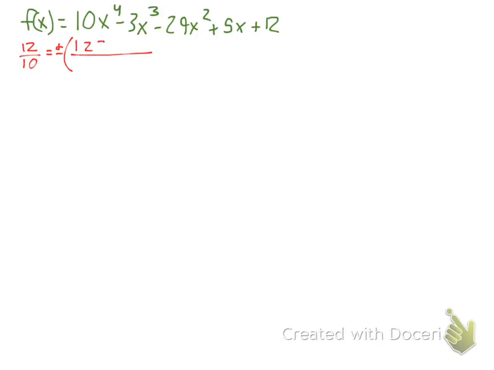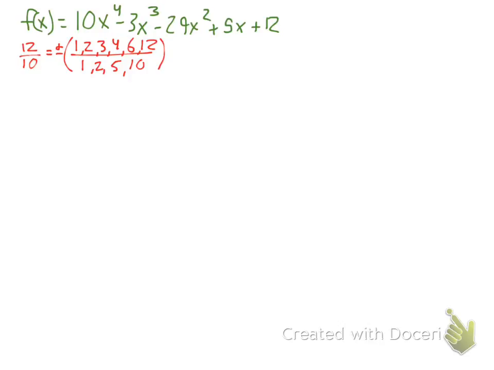1, 2, 3, 4, 6, and 12. And 10 is 1, 2, 5, 10. Can you guys agree with this? Okay. That's fairly easy, pretty straightforward. Hey, we found some factors.